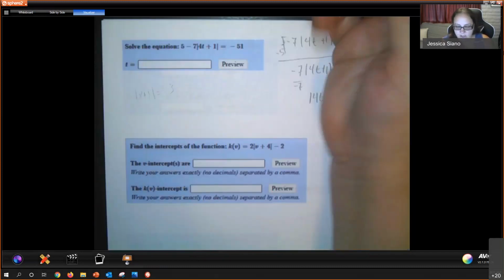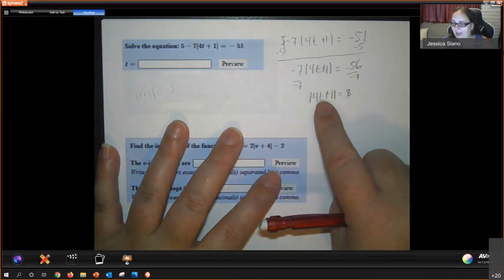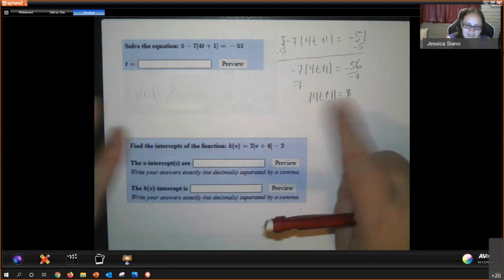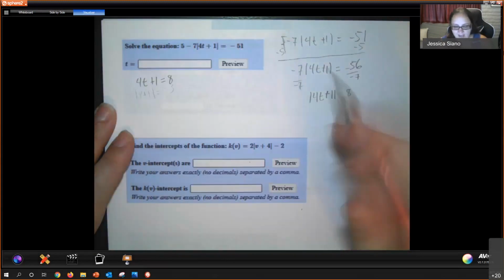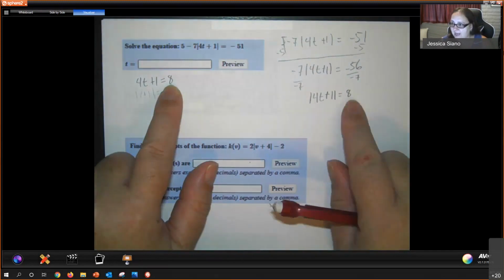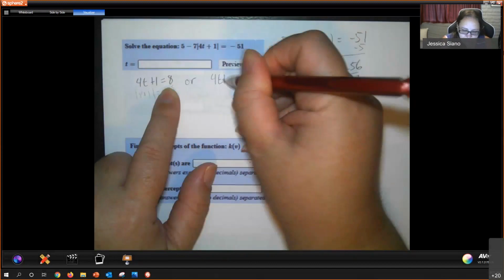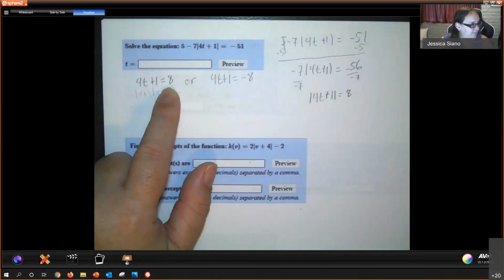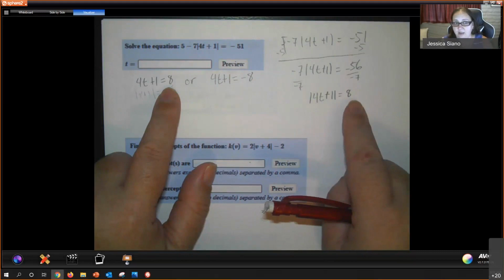So here, what I need to keep in mind is that when I take the absolute value of 4t plus 1, either 4t plus 1 could equal 8, because the absolute value of 8 is 8, or 4t plus 1 could equal -8, because the absolute value of -8 is also 8. If 4t plus 1 wound up being -8, I would take the absolute value of -8 and get +8.